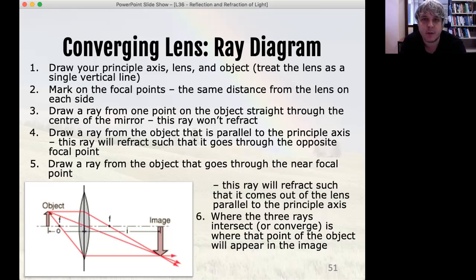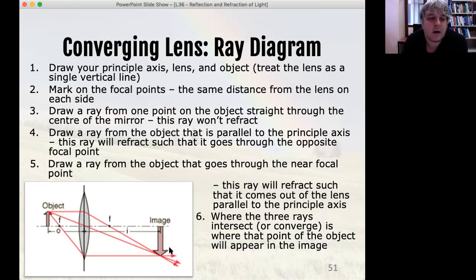You draw one straight through the middle of the lens, one parallel to the principal axis and then through the focal point on the other side of the lens, and one through the close focal point, and that comes out parallel. And if you draw everything to scale and you have the focal length measured on correctly, then all three of those rays converge, they meet at a single point. And that single point is where the image is going to be for the point where your rays started on the object. So if you start at the very tip of the arrow, as per this example, then where they all meet will be the very tip of your image.